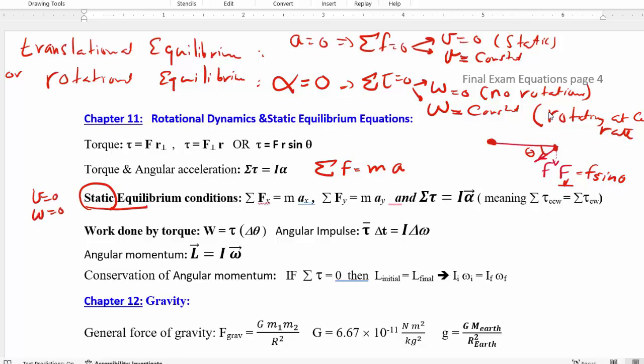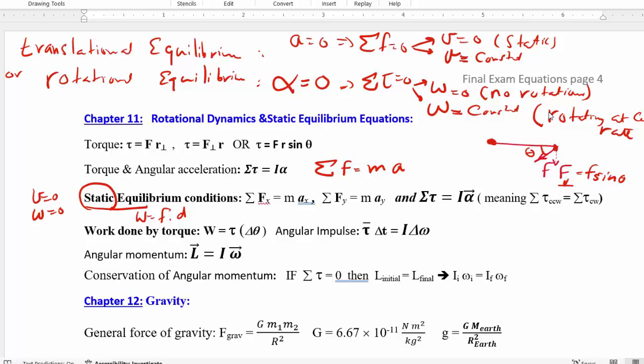And the same way when we talk about work related to translational motion, we define work as force times displacement, recall. So now we replace the force by the torque for the work done by angular motion, which is work done by torque. We replace the force by torque, and we replace the displacement by the angular displacement, which is delta theta, where theta is the angle. And in all those cases, we have to use radians for the angle, so be careful about that.